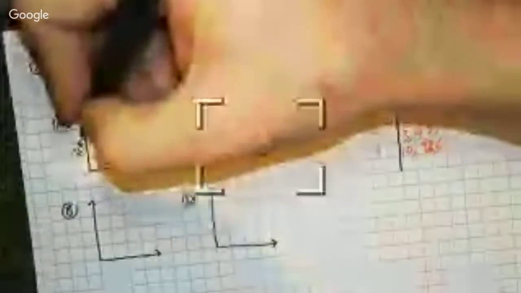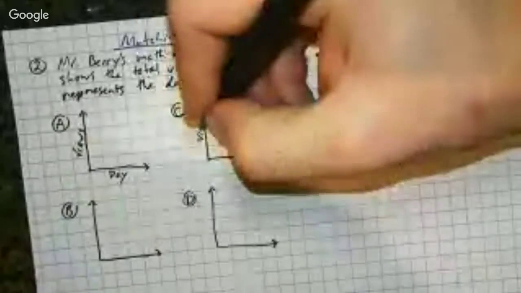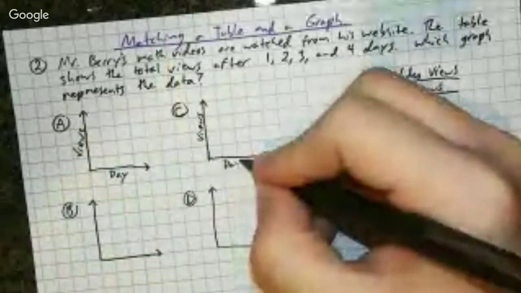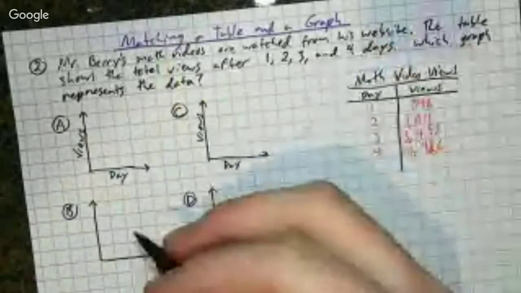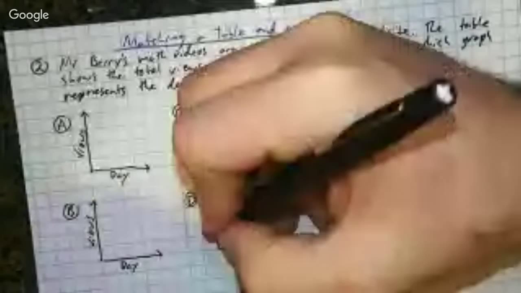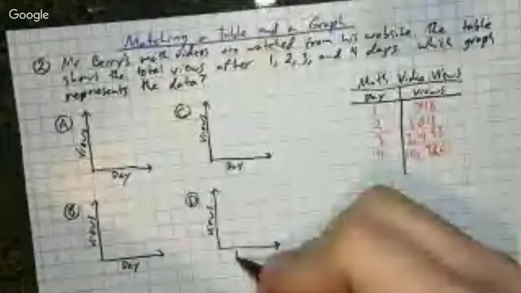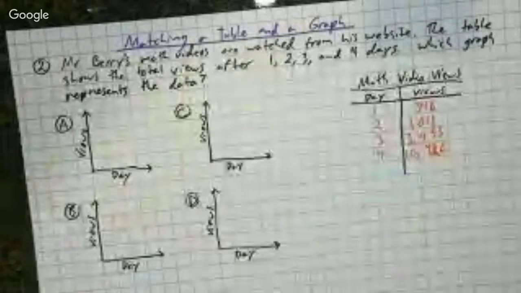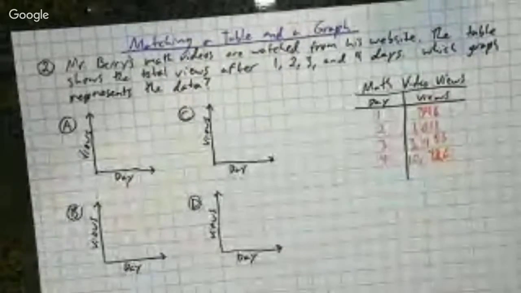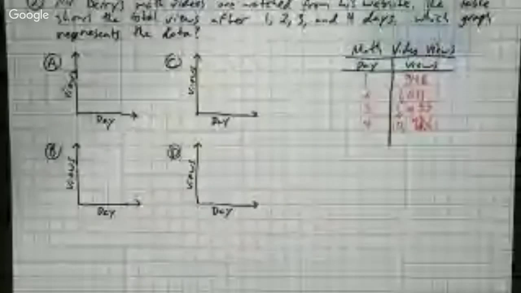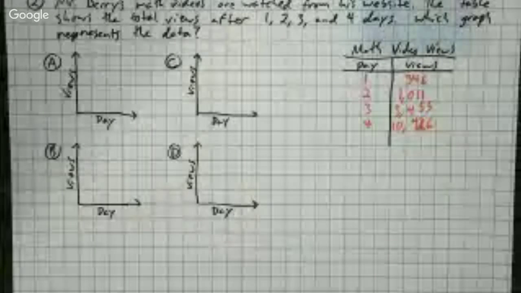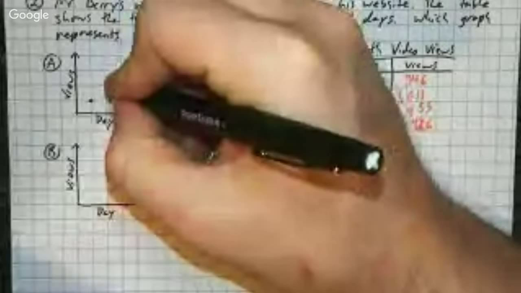Okay, so my four graphs are here. I'm going to label the variables on each. Okay, so each of those look the same, right? So now I'm going to put in my data points, and then we're going to see which one matches. So for A, the data for day 1, 2, 3, and 4.